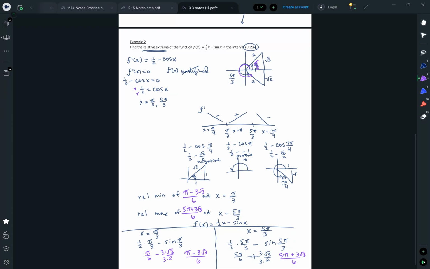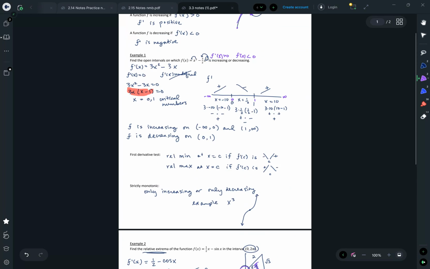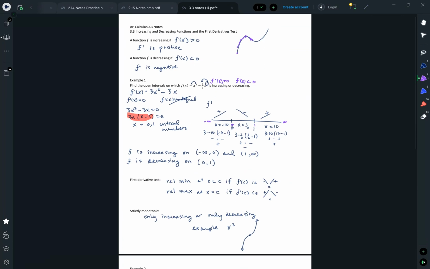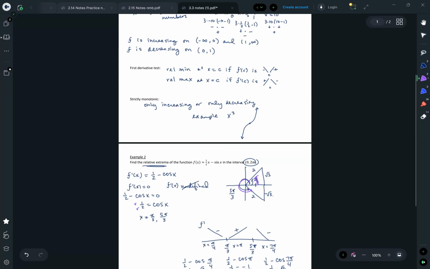So big ideas today are just that we can figure out where a function is increasing or decreasing based on whether our derivative is positive or negative. And then kind of a review of relative max and relative min.